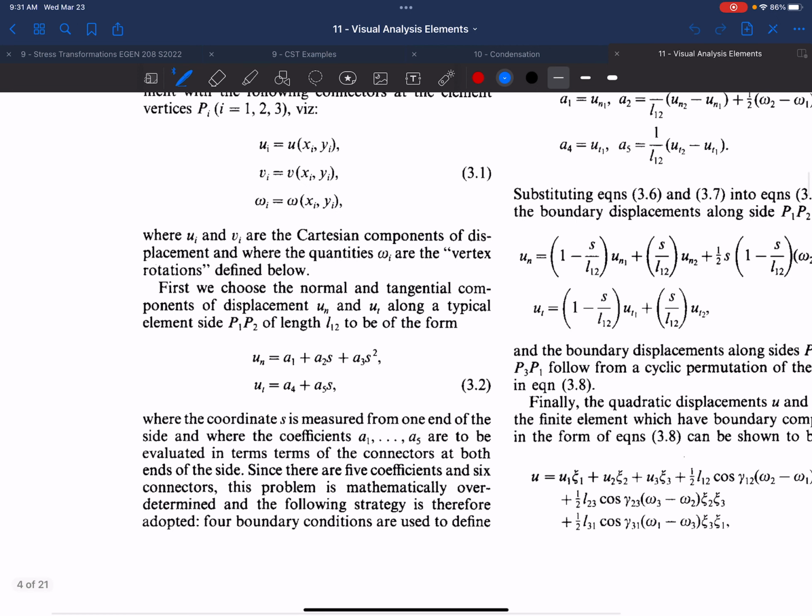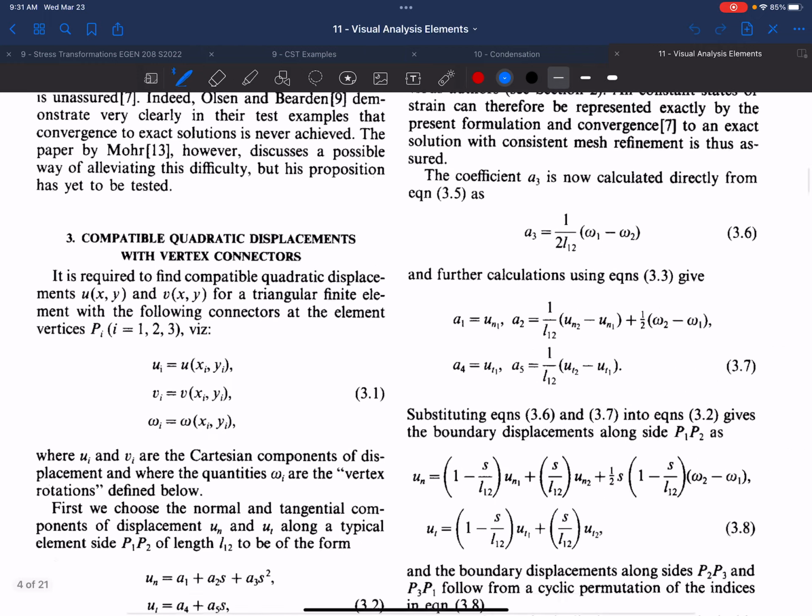Right? Well, actually, there's 6 of them because we can get rotations from displacements like we did in our beam element. If you read this, basically this thing is 5 coefficients and 6 connectors. Basically, you have 6 degrees of freedom along one line, say node 1 to node 2. You have 6 of what they call connectors, which would be degrees of freedom, so you have translation and rotation. And this problem, he says, is mathematically overdetermined and the following strategy is therefore adopted.